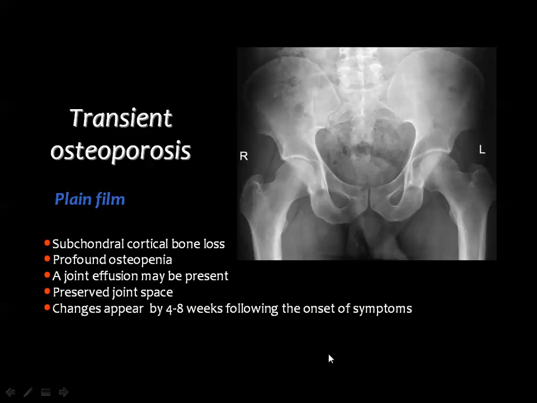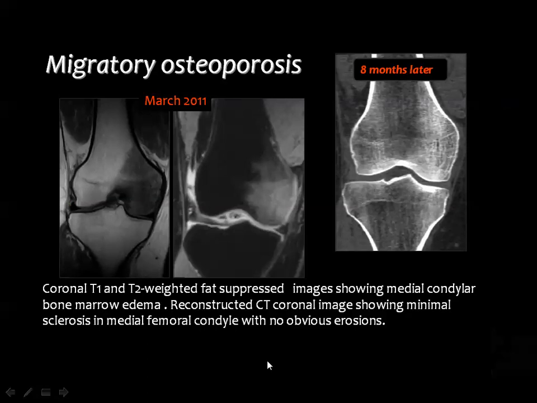In the plain film, you may hardly appreciate some decreased bone density unless it is evident, and you can see significant difference between both hips. The joint space is preserved, and you may see the distension of the joint capsule by displacement of the fat planes around the joint, indicating the presence of joint effusion. It's important to know that this disease is self-limiting and it may resolve completely without treatment in the range of 6 to 8 months.